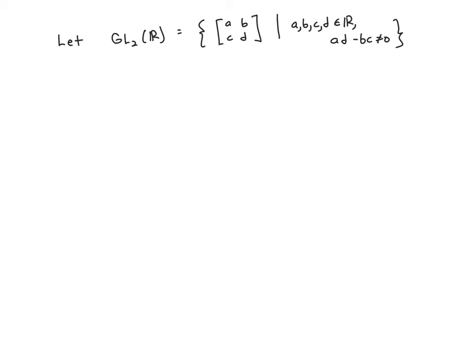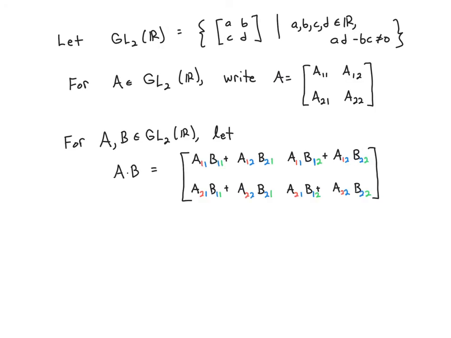And it is worth noting that there's a notion of determinant for arbitrary n by n matrices, and this is not the formula in the general case. So just pointing that out, because you can also prove that arbitrary n by n matrices with non-zero determinant form a group.